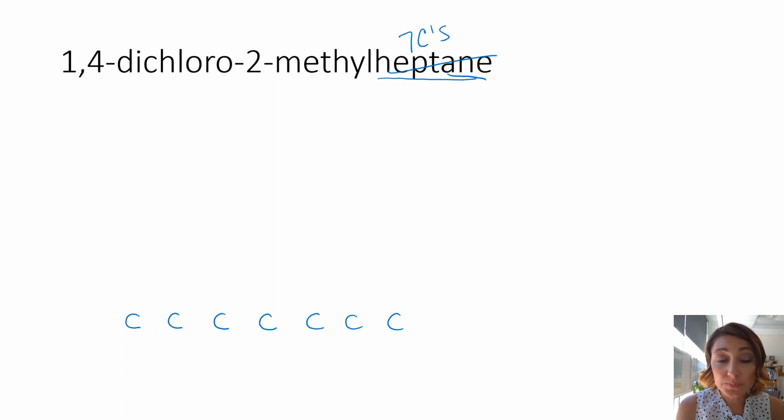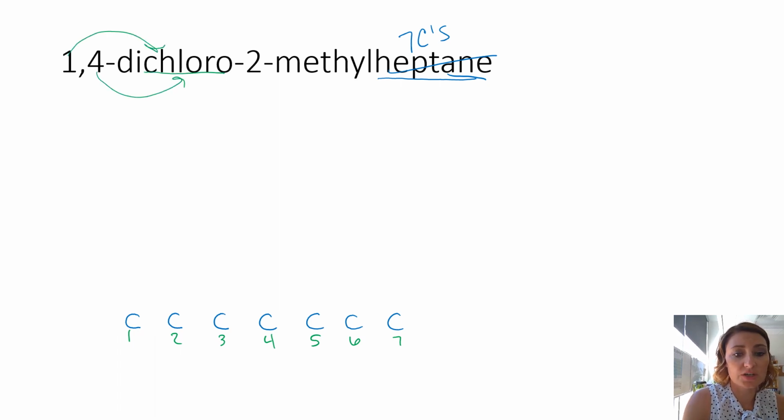Now we have groups to add to this. So because I'm drawing it, I'm going to start numbering on the left, and I will erase this when I'm done. You want to make sure that you get rid of that, but this is just for me to orient myself. So I am told that I have 2 chlorines in the 1 position and the 4 position. So I'm going to go to the first position, I'm going to draw my chlorine, and the 4th carbon, draw my chlorine. Okay, so those are taken care of.